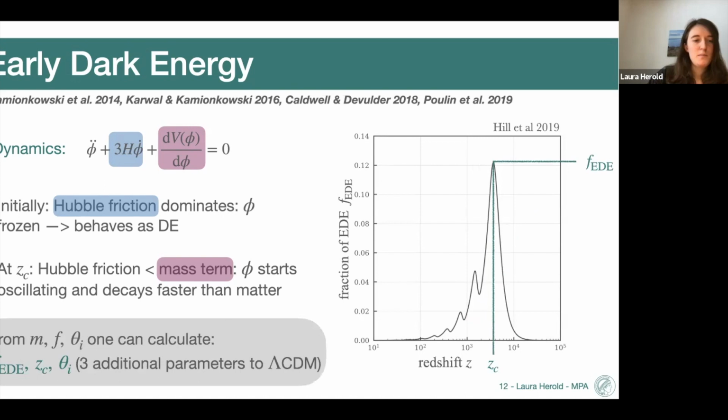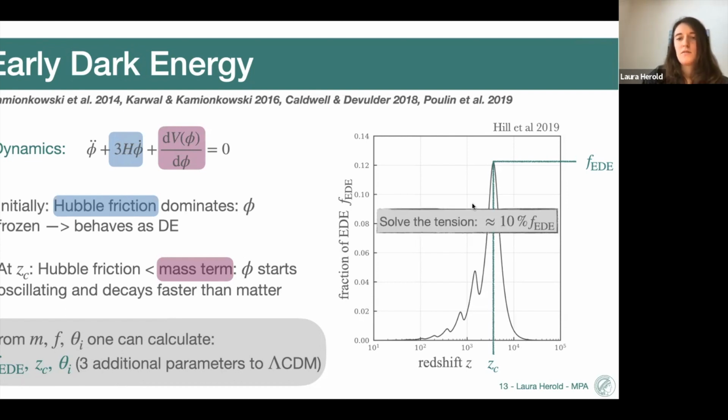So from the particle physics parameters, one can calculate the more phenomenological parameters: the maximum fraction of early dark energy at the critical redshift z_c, and the initial value of this scalar field, theta_i. So introducing this EDE field means introducing 3 additional parameters compared to lambda CDM. And usually to solve the Hubble tension, one aims at about 10% of early dark energy.